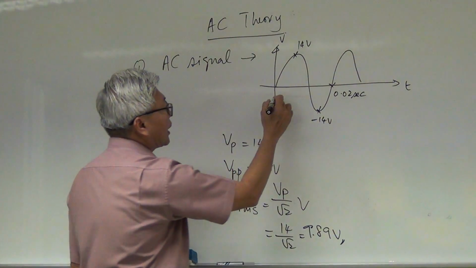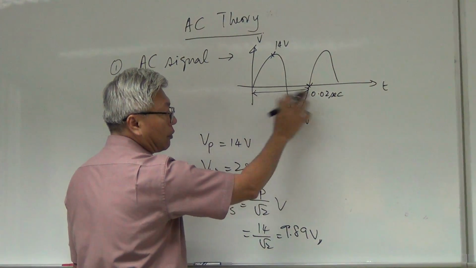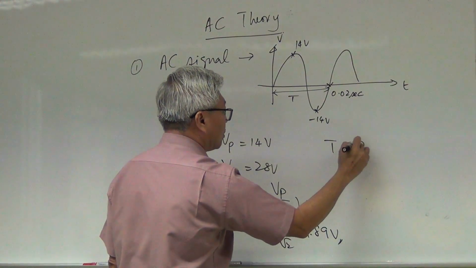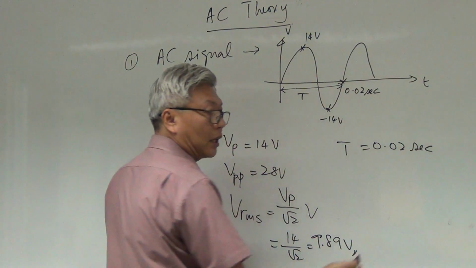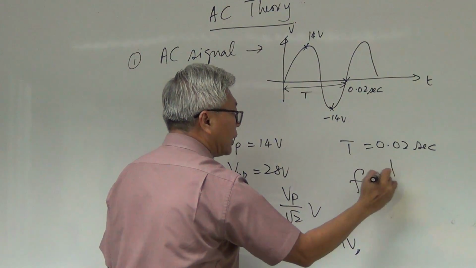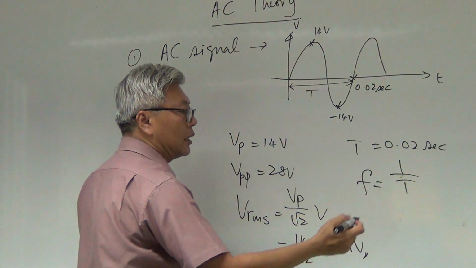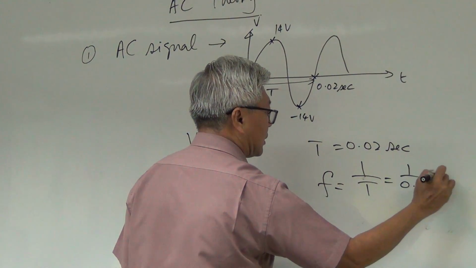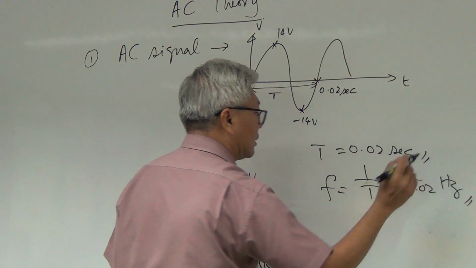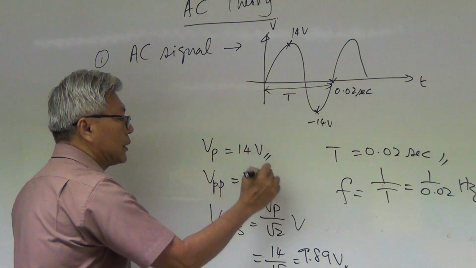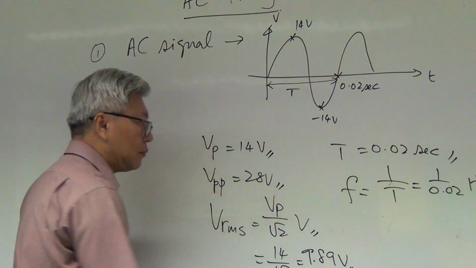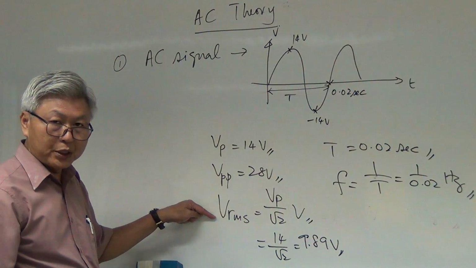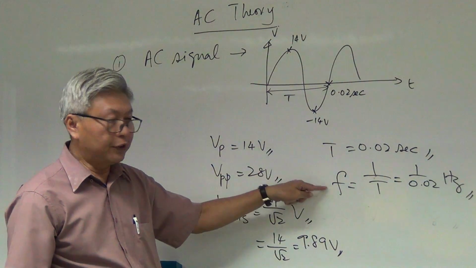Right? Next, from the sine wave here, the period is the time for one complete sine wave. So period is equal to 0.02 second. And frequency is 1 over T, the reciprocal of period. So it's equal to 1 over 0.02 hertz. The unit for frequency is hertz. These are called the parameters of a sine wave: peak voltage, peak to peak voltage, RMS, root mean square voltage, period, and frequency.